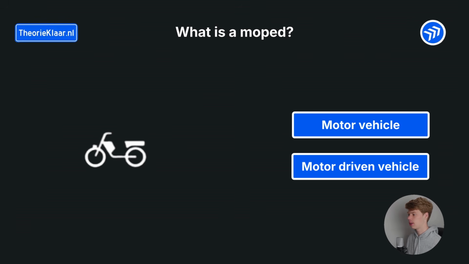And what is a moped? Is it a motor vehicle or a motor-driven vehicle? Well, a moped is seen as a motor-driven vehicle. So if you are being asked if a moped is a motor vehicle, then the right answer is no, because it's a motor-driven vehicle. A moped, light moped, a vehicle for disabled people and an electric bicycle fall under the category of motor-driven vehicles.